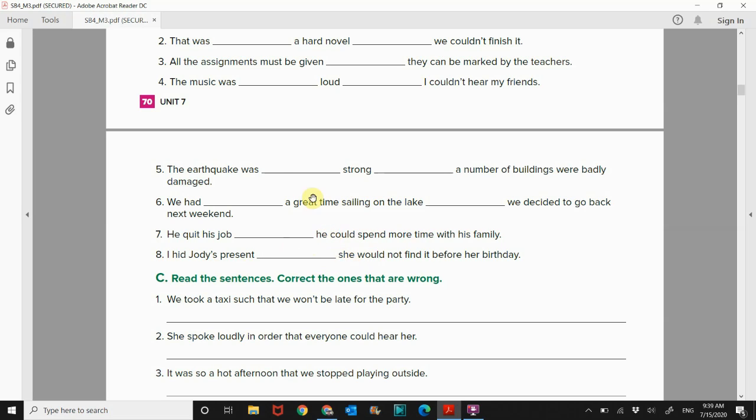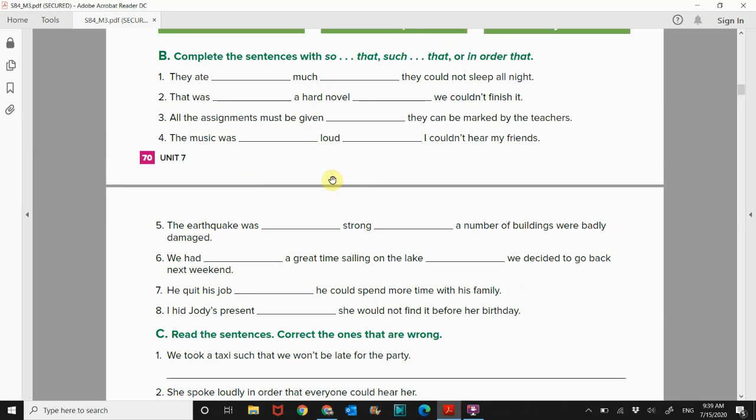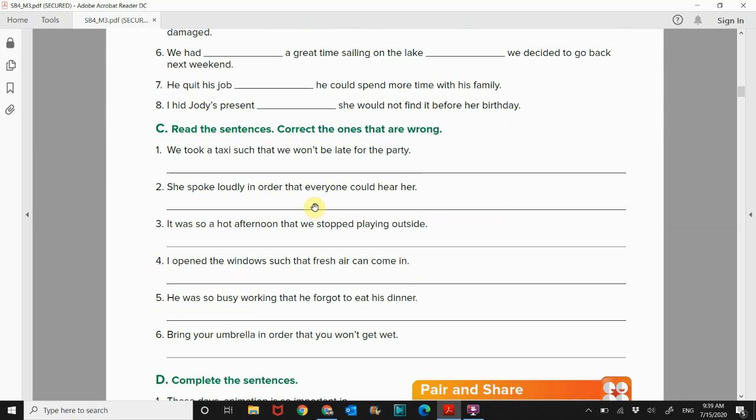All right, so that's exercise B. Practice reading these again on your own with the correct answers. Let's go to exercise C. Read the sentences, correct the ones that are wrong. All right, so some of these are going to be wrong.